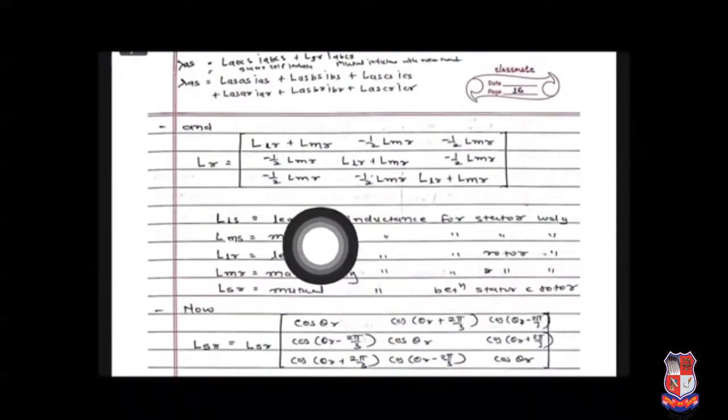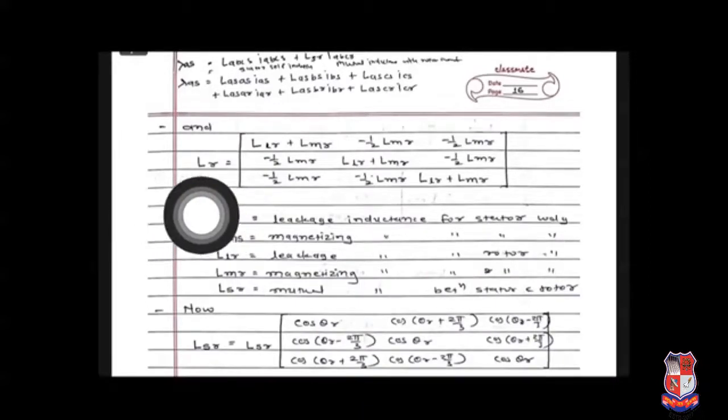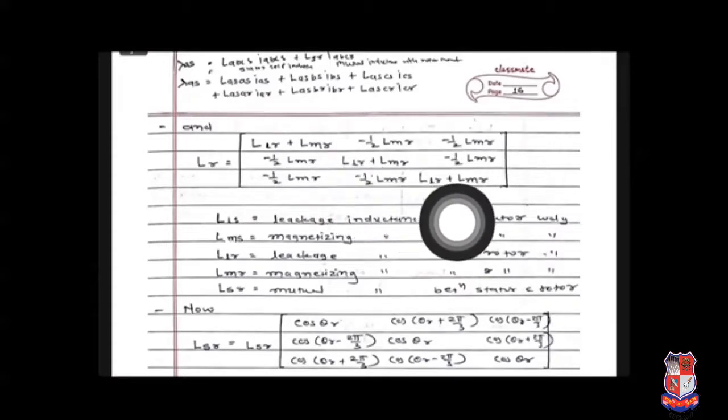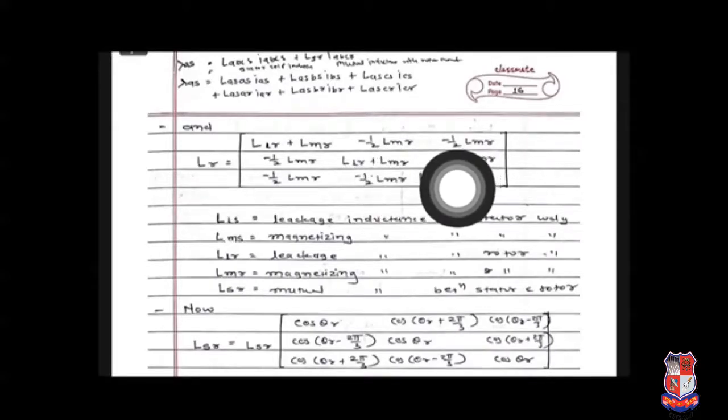So now LR is again given by the self inductance of the rotor, and it is given by LLR plus LMR. All the diagonal elements are LLR plus LMR, and off diagonal elements are minus 1/2 LMR. So we can simply say that LLR is the leakage inductance for the rotor side, and LMR is the magnetizing inductance for the rotor side.